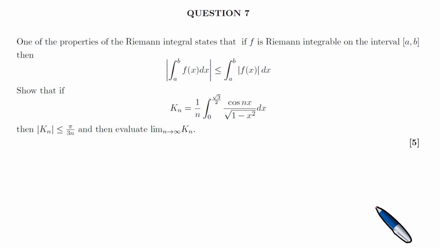Okay, here is one question that says one of the properties of the Riemann integral states that if f is Riemann integrable on the interval [a,b], then this is that. So this is just a property, a law, if you like. So that if Kn is this, then you can take the absolute value of Kn, but the absolute value of the Kn is bounded by pi over 3 and then evaluate that.